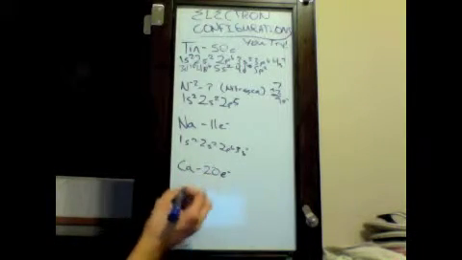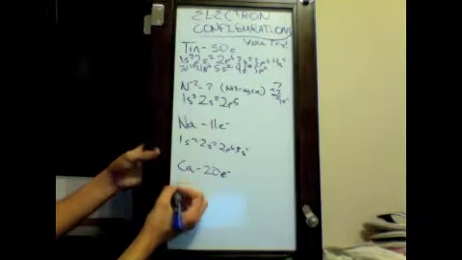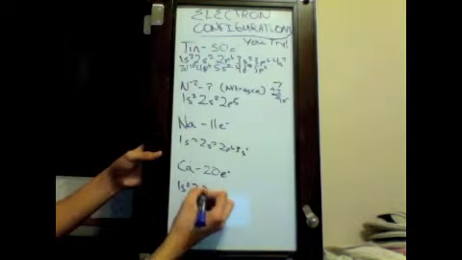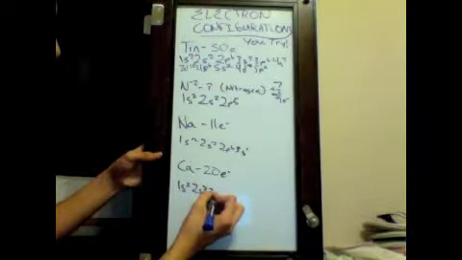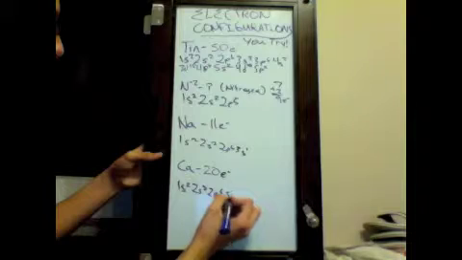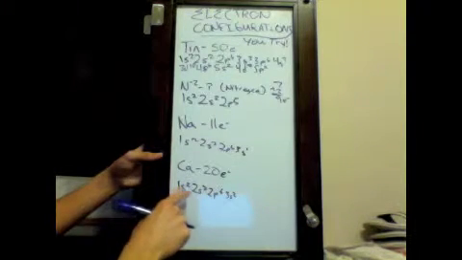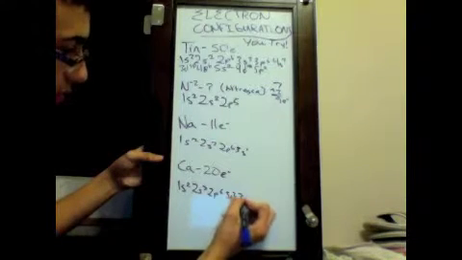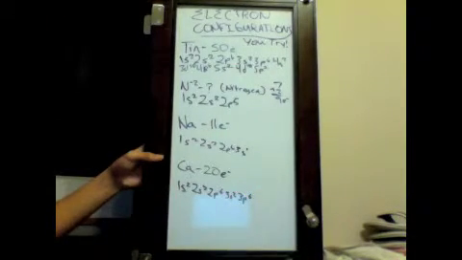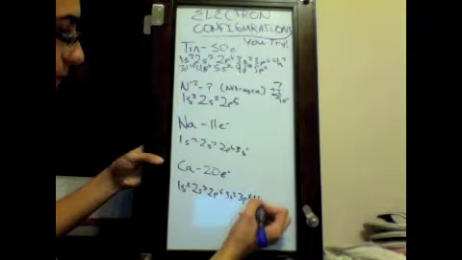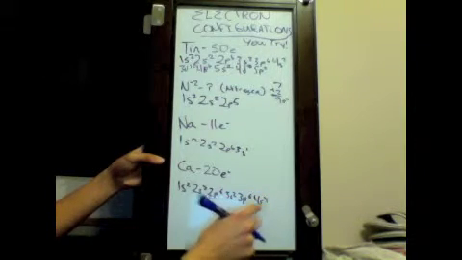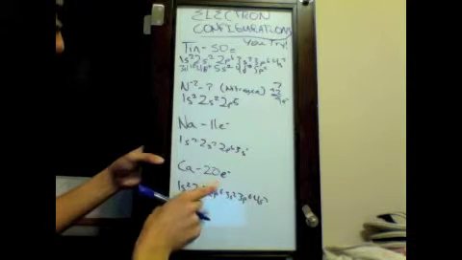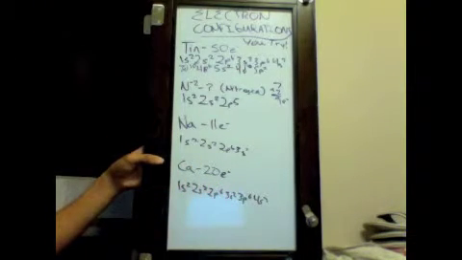Next we have calcium, which has 20 electrons. Then we do 1s2, 2s2, 2p6, 3s2. How many is that? 2, 4, 10, 12. And then 3p6. That'll get us 18. And then finally 4s2. If you count them up, 2, 8, 10, 16, 18, 20. Done.